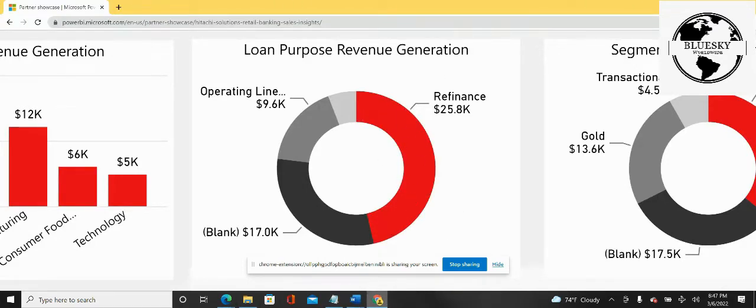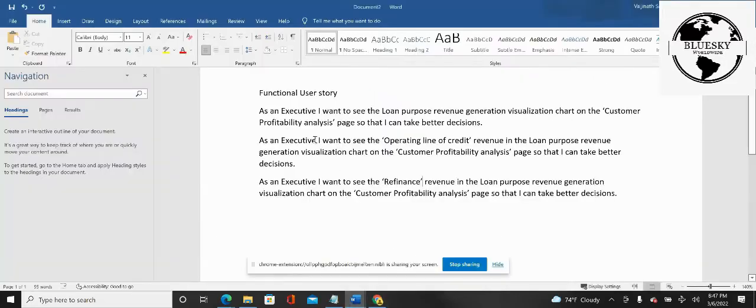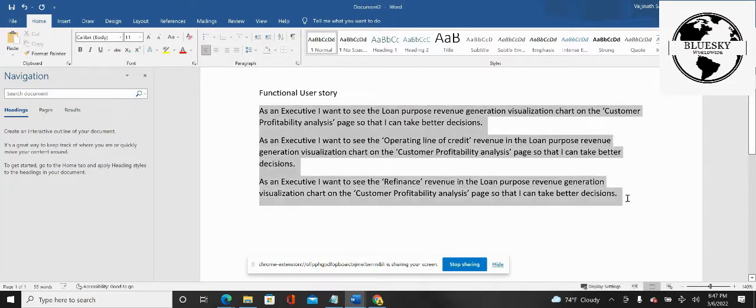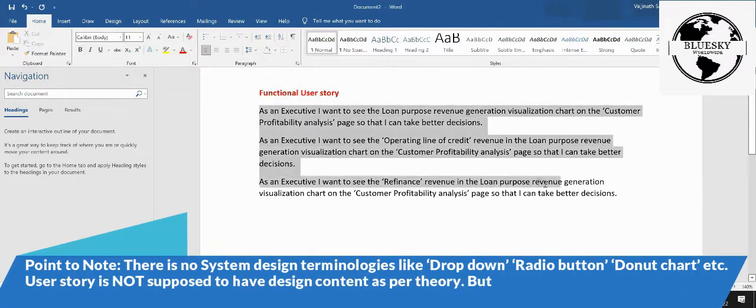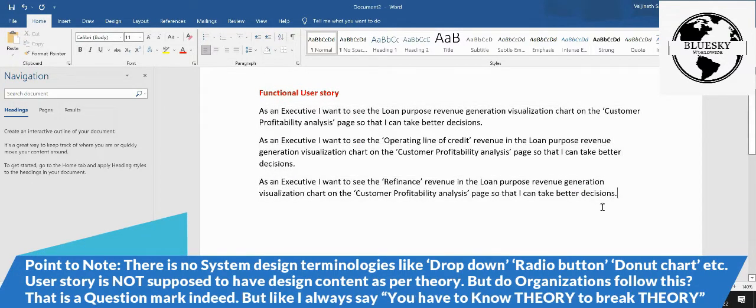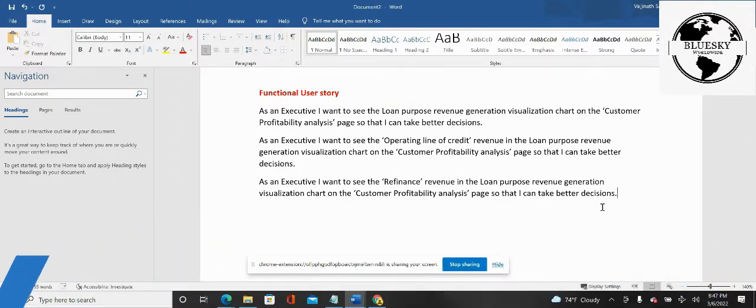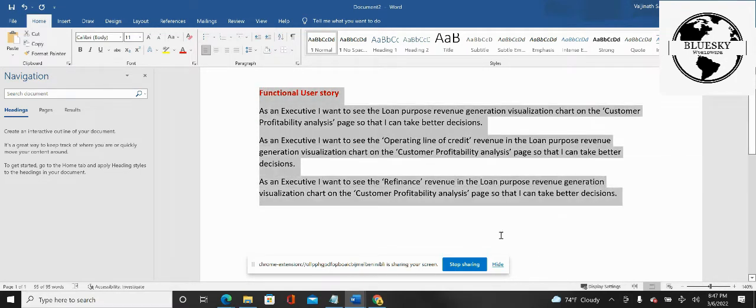Now, something that you can notice is there is no design terminology in here. It only says visualization chart, but then it doesn't have any UI terminologies. Did you notice? That's how you have to write user stories. But then you might ask the question, no, in my organization, they write all the design content here too. Yes, I understand. Theoretically, this is how it should be done. So this is theoretically correct.